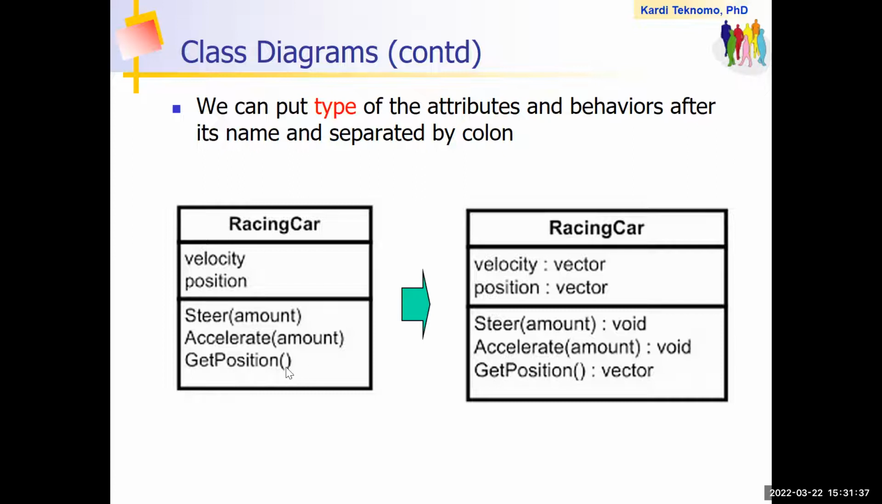How about get position here? The get position method has no input, but it has output, which is a vector. So the data type matters. Is it clear? So this is the interface that you design. As a software architect, you will design this.